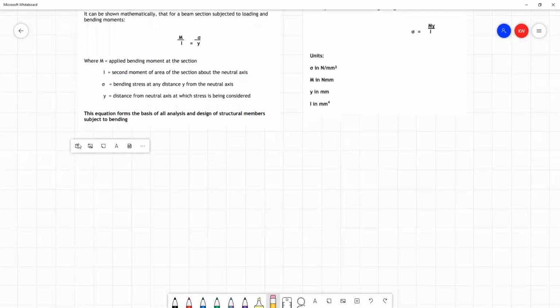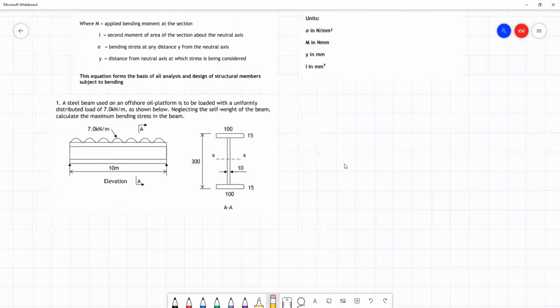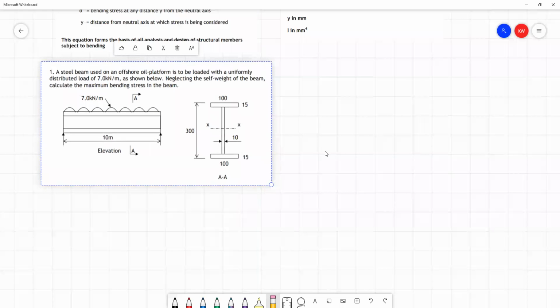We're given an example of a steel beam, an I-beam, which we again encounter often. There's a wee bit of story here. It's on an offshore platform. It's to be loaded with a uniformly distributed load of 7 kilonewtons per meter, as shown below, neglecting the self-weight of the beam, and we will always neglect the self-weight of the beam in these questions. It wants us to calculate the maximum bending stress in the beam.